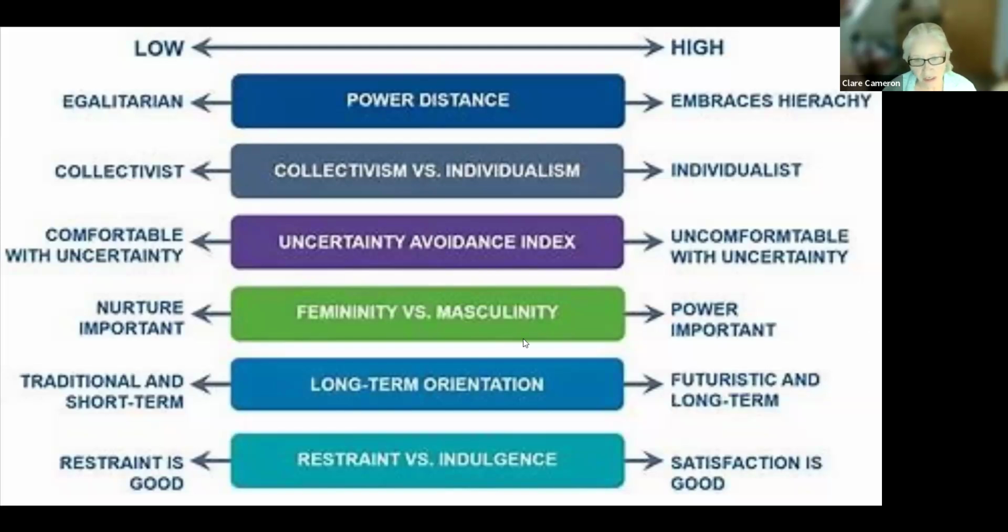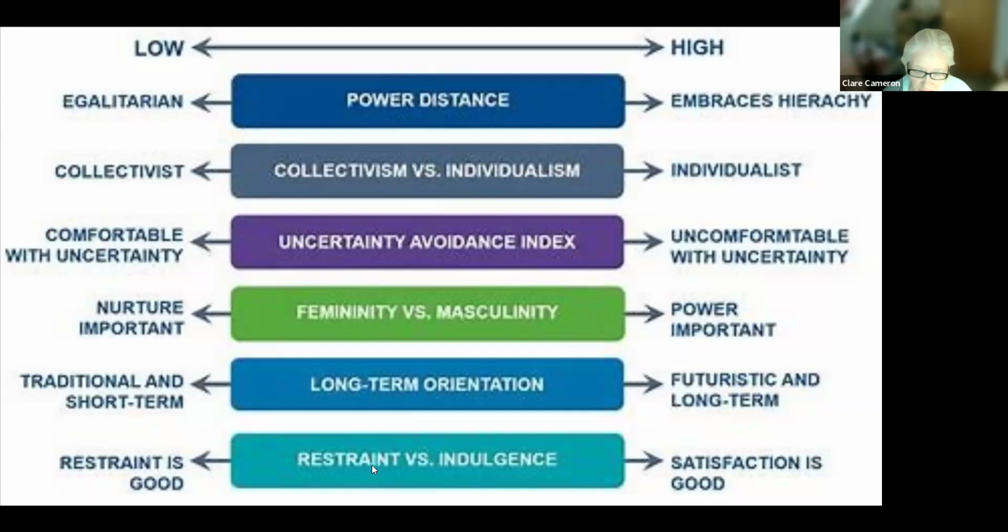Femininity versus masculinity is a bit old-fashioned, but it's about nurture being important versus power being important. Long-term versus short-term orientation is quite interesting because in some countries, for example in our political system, we get a change of government every four years, which is pretty short-term. Whereas in other countries with a long-term dictator who's going to be there for his whole life, they will have longer-term futuristic programs. So it's actually quite an interesting one.